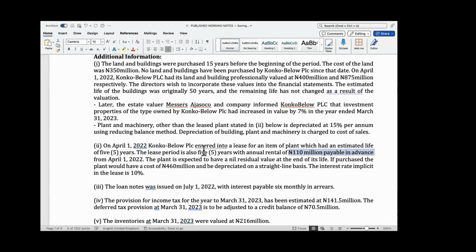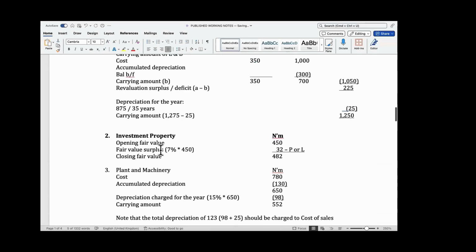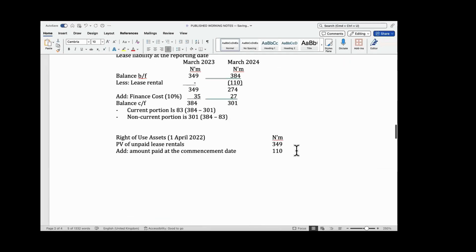He paid 110 in advance. So amount paid at commencement date is 110. So the total, and let me just set this up for you like the way I set it up. And you also add any initial direct costs and any decommissioning costs. In this case is zero here. So the cost of this right of use asset at the beginning of the year is 459.